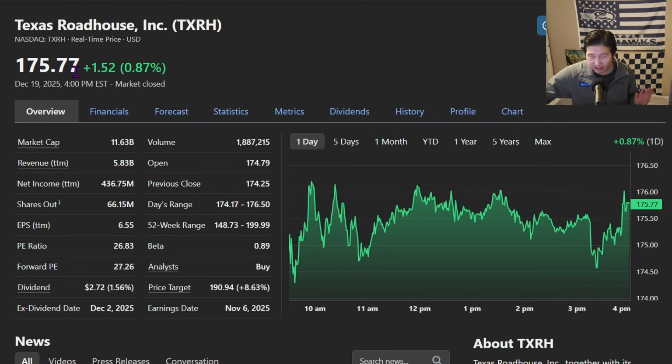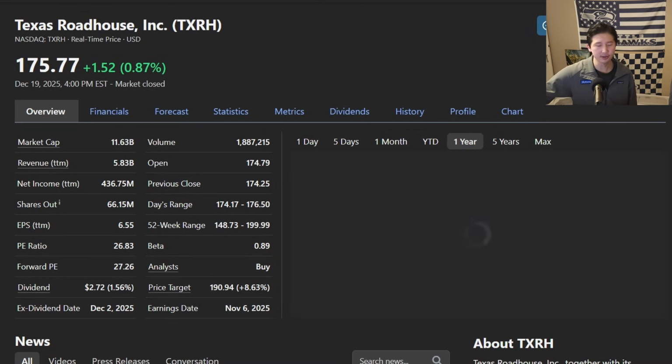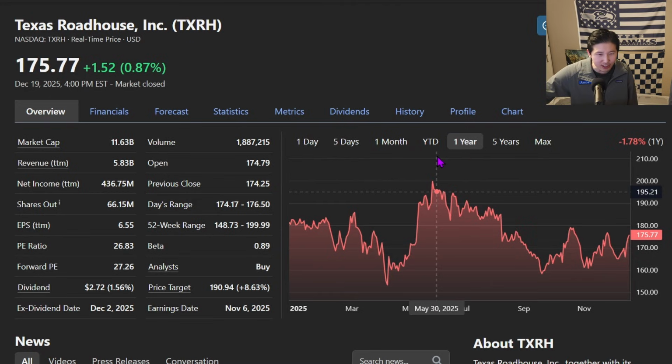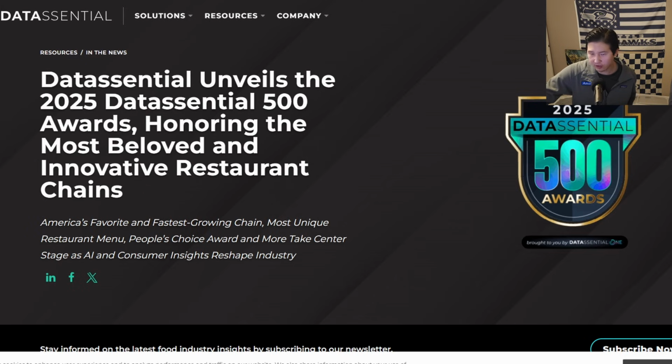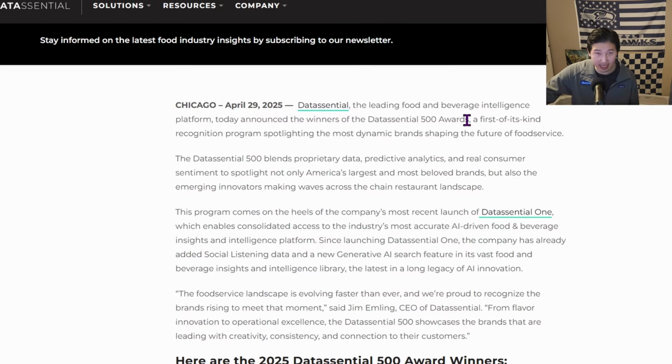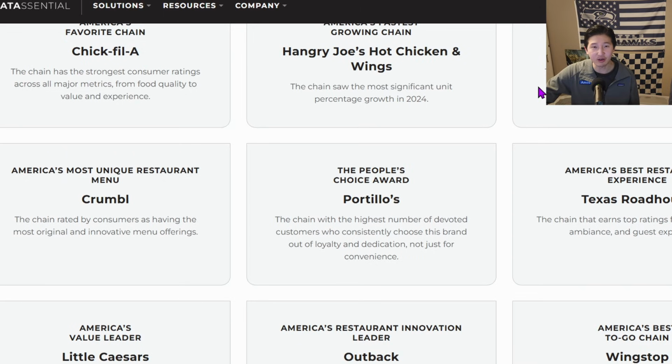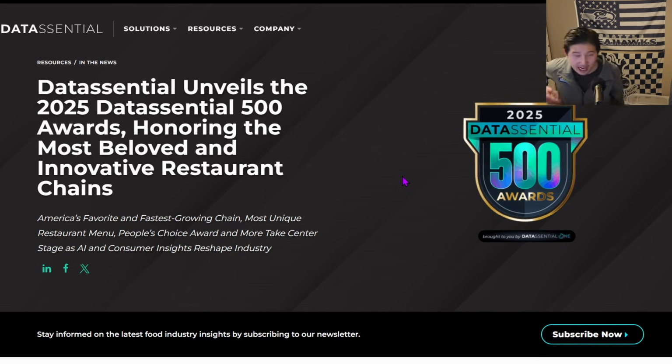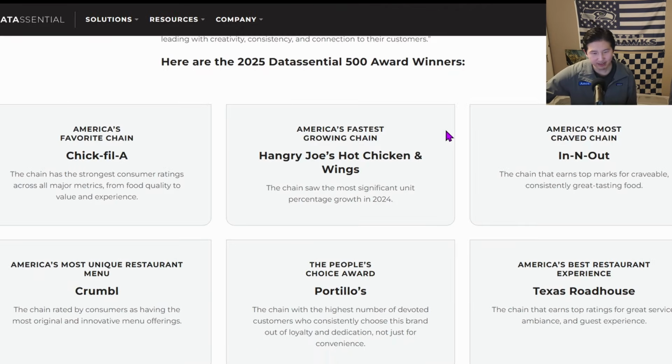Right now, $175 a share. Their trading multiple is a 26.8. And during their highs, they were roughly $200 a share, just shy of, right? $199.80. And I would even go as far as to say that they're best in class when it comes to eating out and paying a tip. And as a matter of fact, that claim is verified and is supported by the Data Central 2025 awards. If you scroll on down right here, America's best restaurant experience is Texas Roadhouse.